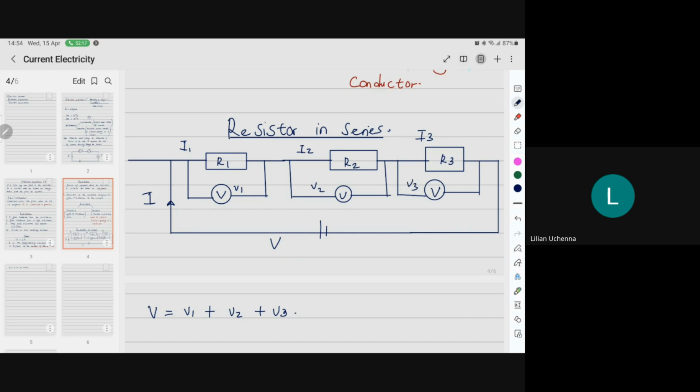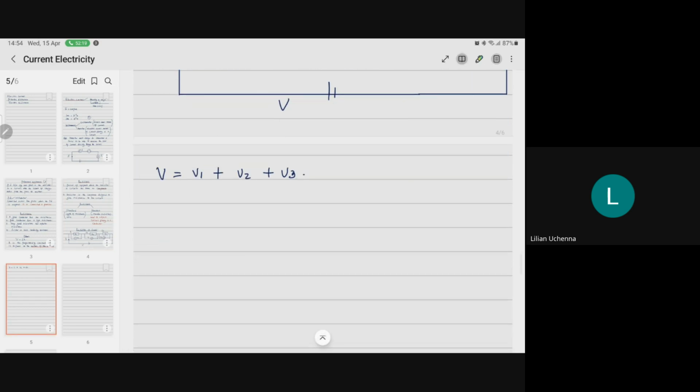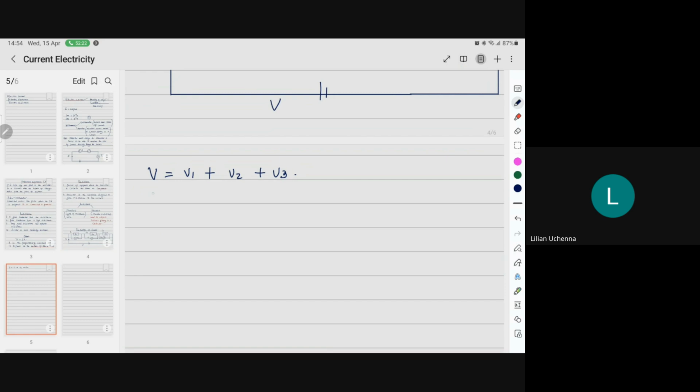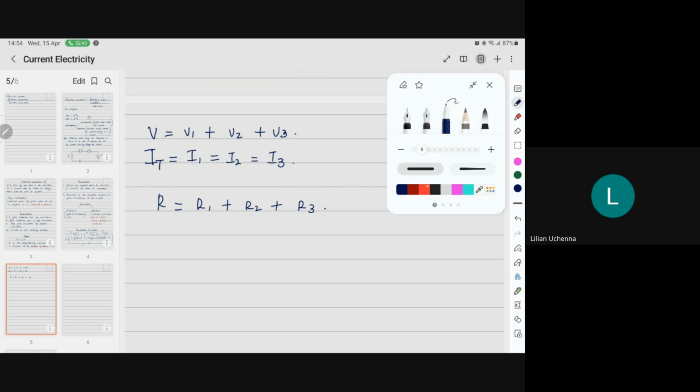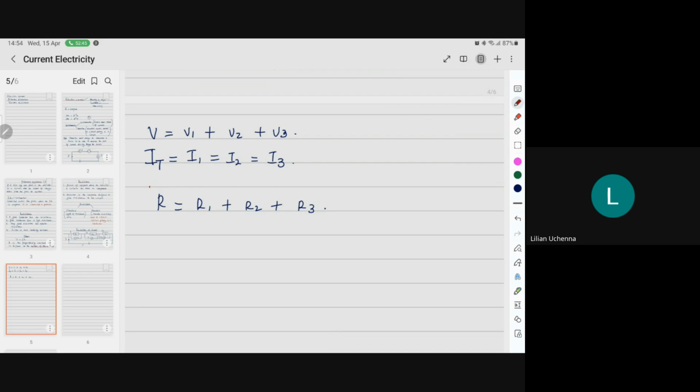So for connections in series, your voltage will be shared. But for the current, I total will be equal to I1, equal to I2, equal to I3. Now for your resistance, R is equal to R1 plus R2 plus R3. I can actually prove this from Ohm's law, but that might not be necessary at the moment. We're running out of time, and there are a lot of things I want to show you guys. So that's for that.